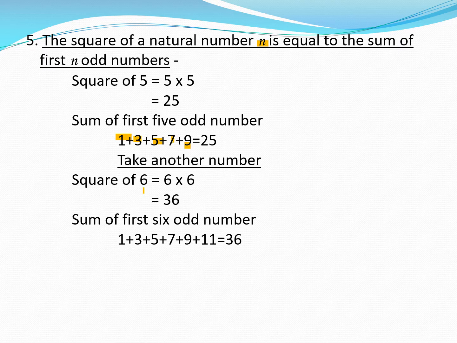Let us take another example. Square of 6. Square of 6, we get 36. So if we add first 6 odd numbers 1, 3, 5, 7, 9, 11, the answer that we get is 36.